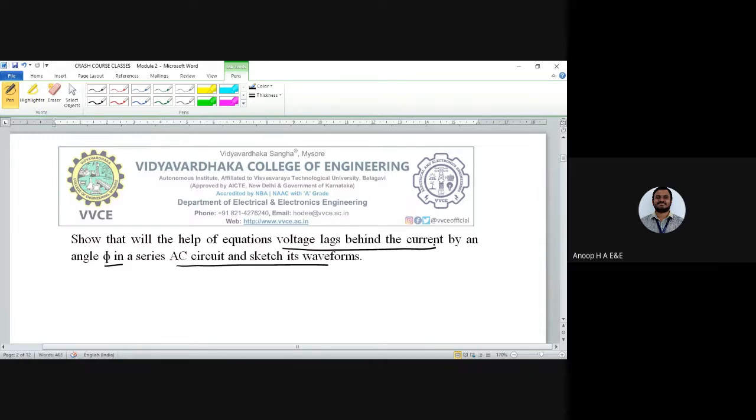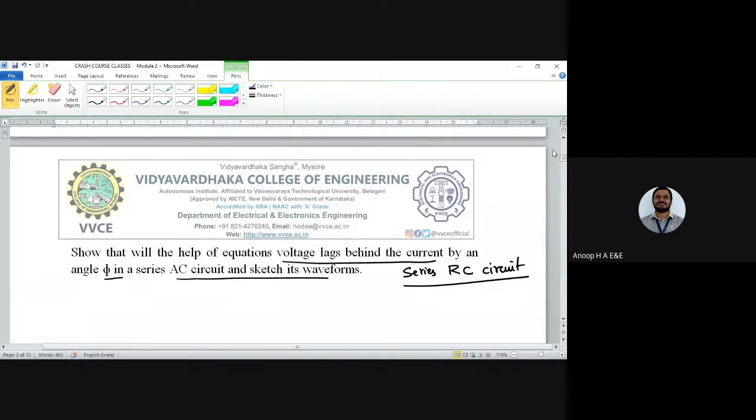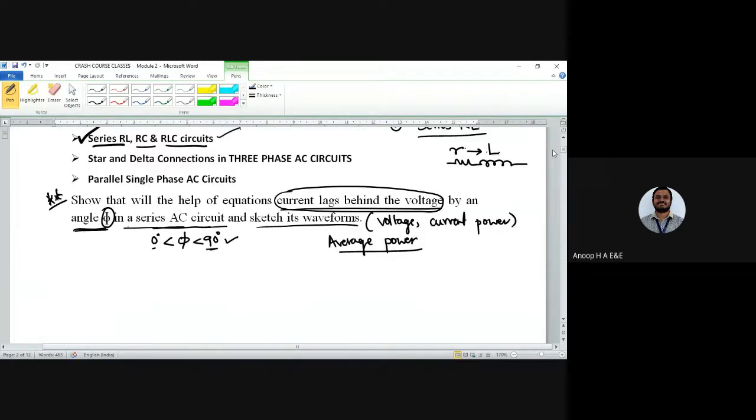So voltage lags behind the current. Can anyone tell me what type of circuit it is? Series RC circuit. Yeah, exactly, it is a series RC circuit. All right, so you need to think and then act. Then only you will be able to find out how the derivation is carried out here.